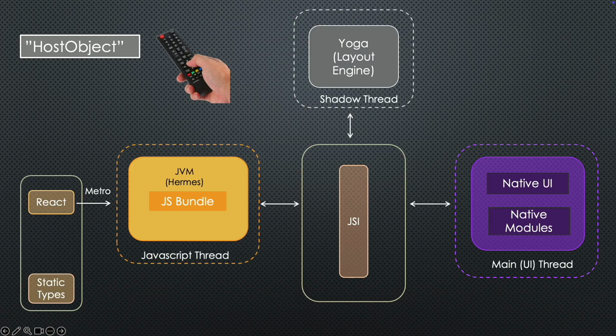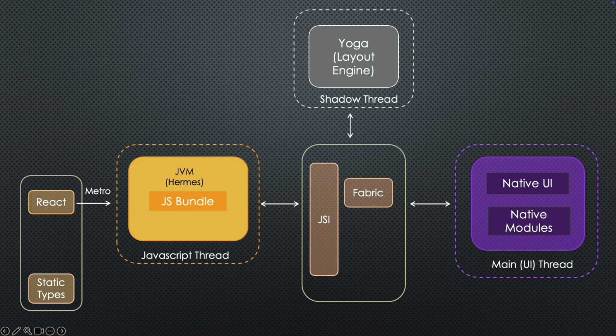So another key component of the new architecture is Fabric. Fabric is a new rendering system, also written in C++. Because the old architecture relied on the asynchronous bridge, handling multiple updates at the same time could cause the UI thread to get blocked and slow down the rendering. Fabric solved this, and thanks to JSI, Fabric can now measure and render the UI synchronously, reducing lag and making interaction feel instant.